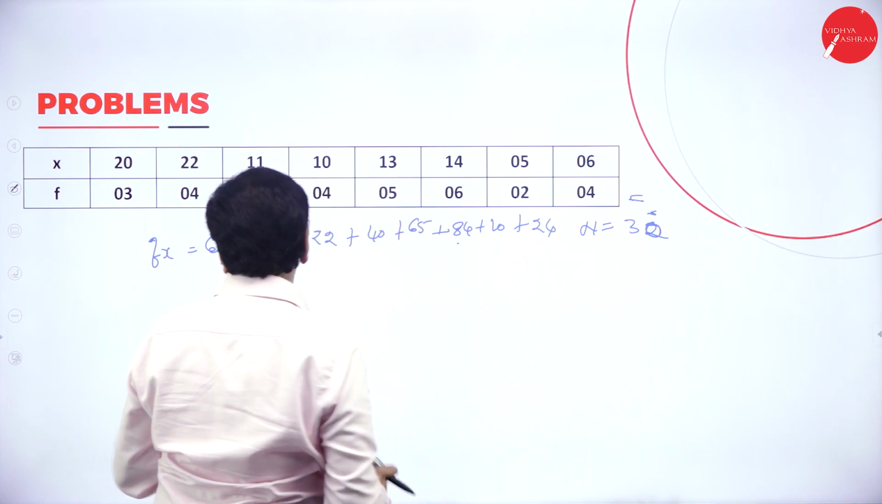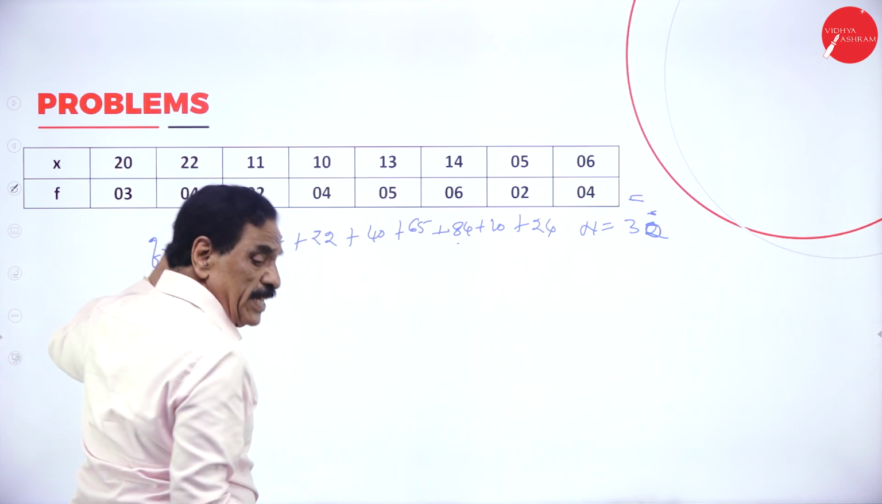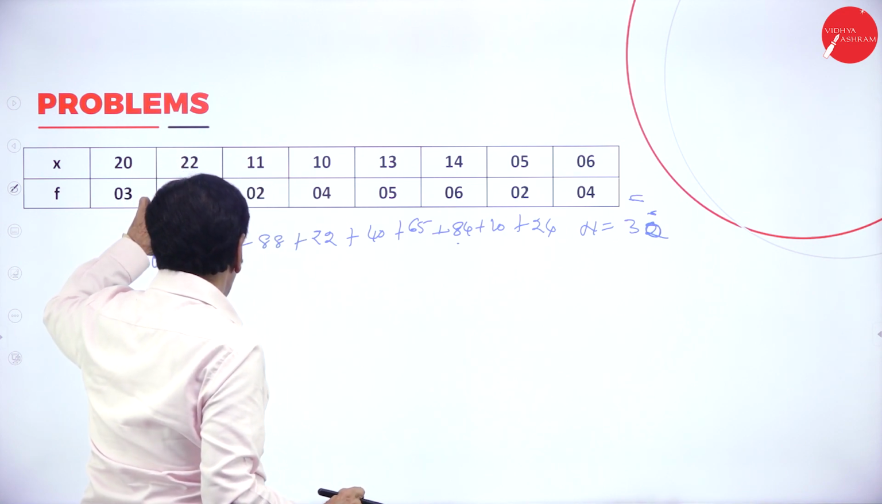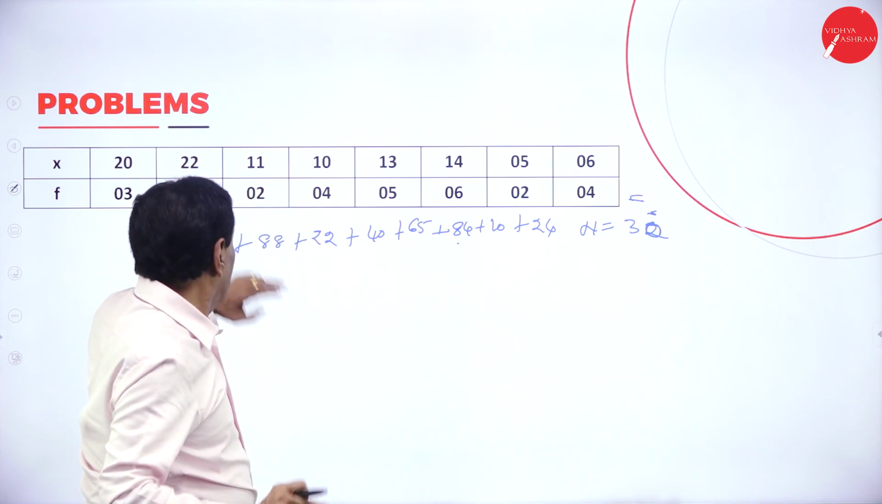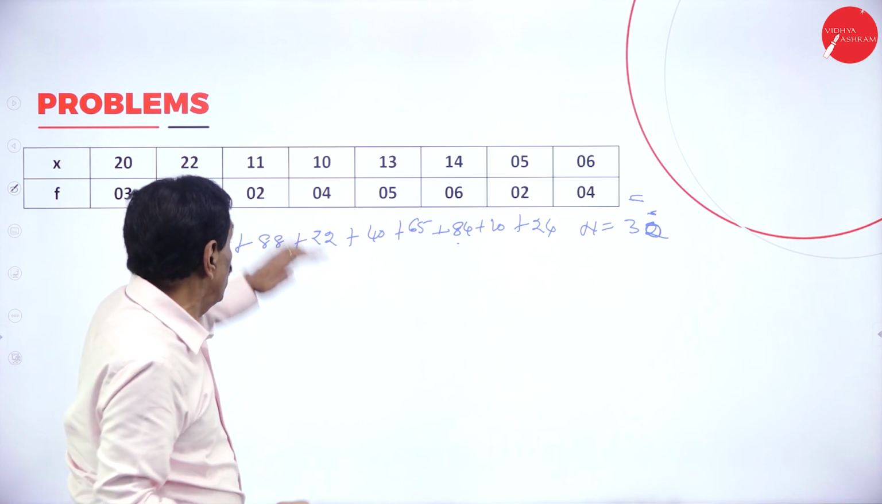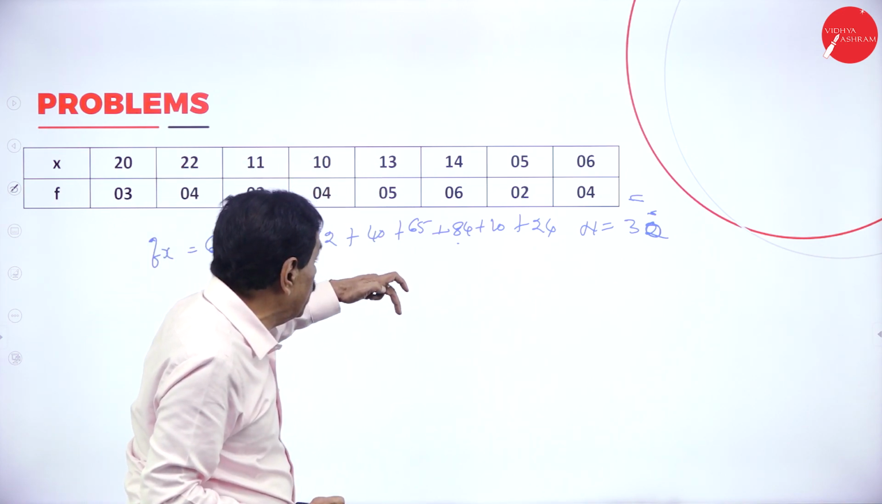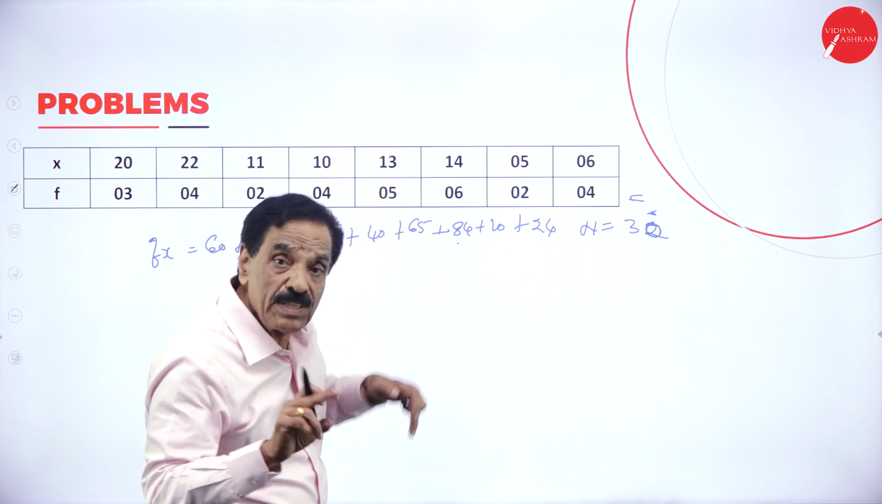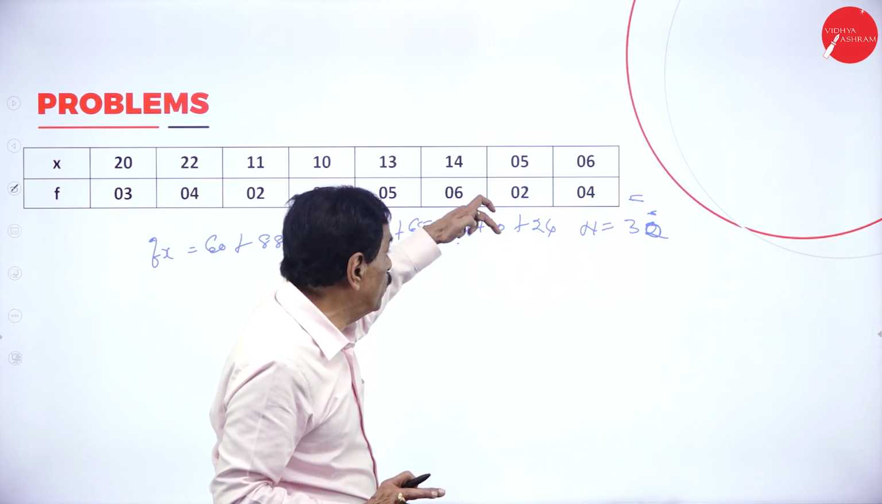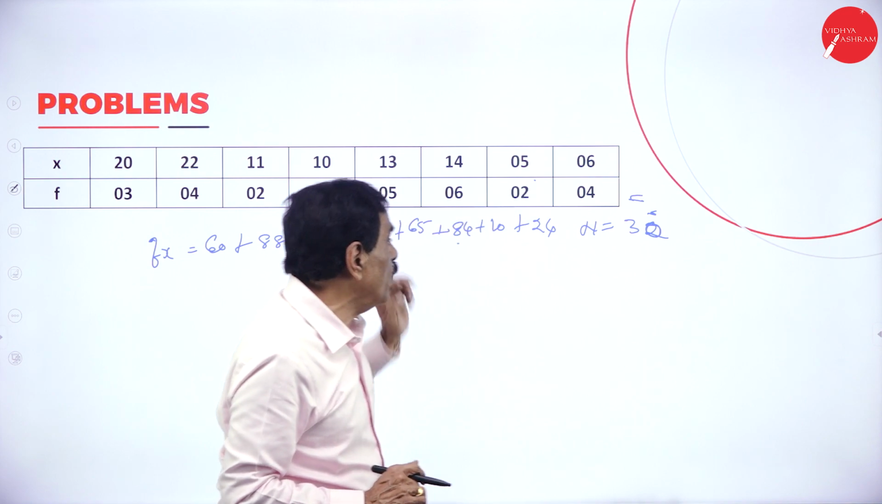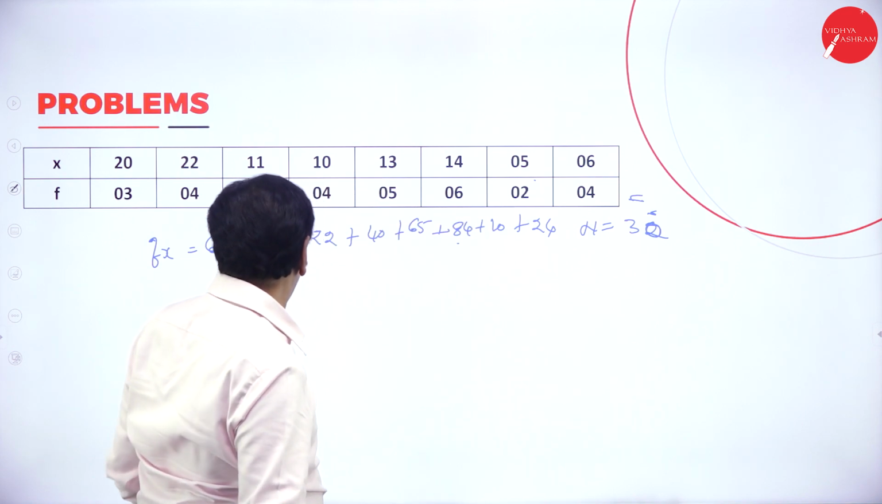What is the next step you have to do? 20 into 3, 60. 22 into 4, 88. 11 into 2, 22. 10 into 4, 40. 13 into 5, 65. 14 into 6, 84. 5 into 2, 10. 6 into 4, 24. Now, add these numbers.